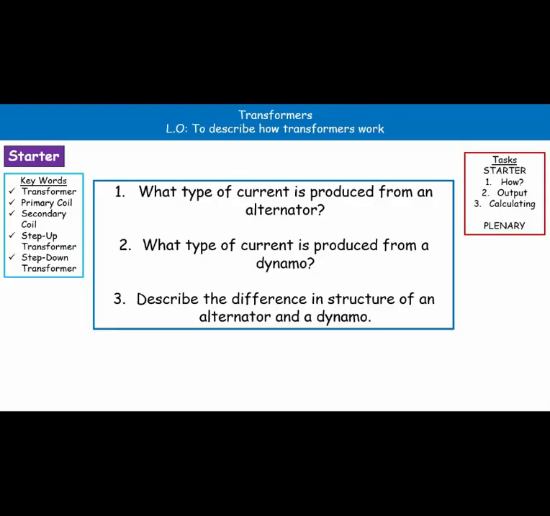What we're going to be doing in today's physics lesson is having a look at how transformers work. So hopefully by the end of today's lesson you'll know what transformers are and how they're actually able to work. To start us off though, we've got 3 questions based around our previous lesson, so have a go at answering these 3 questions in your book for me. I'm going to give you about 3 minutes to have a go at this.